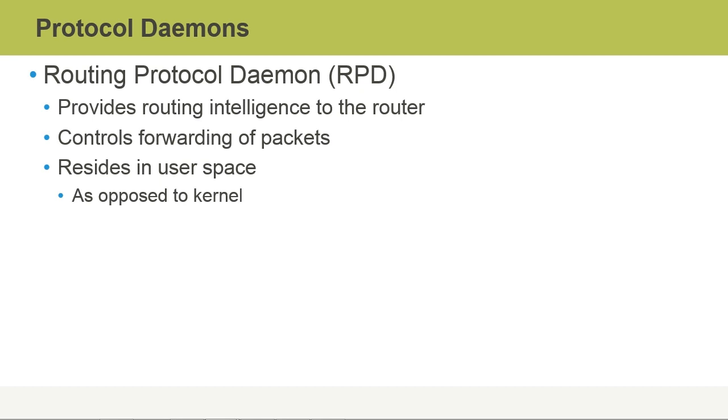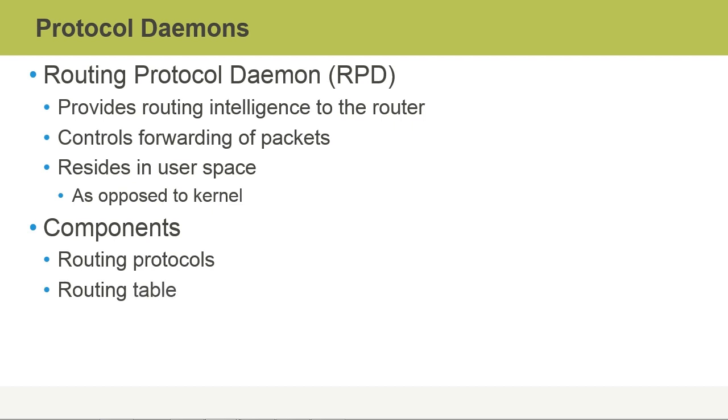In the Junos operating system, the routing protocol daemon is allocated a lot of memory. It's common for a process like the routing protocol daemon to consume a lot of memory. For the sake of performance, and with all that the routing protocol daemon has to do, it's necessary to have it architected this way. Components used by the routing protocol daemon include routing protocols, routing table, and the kernel routing table.